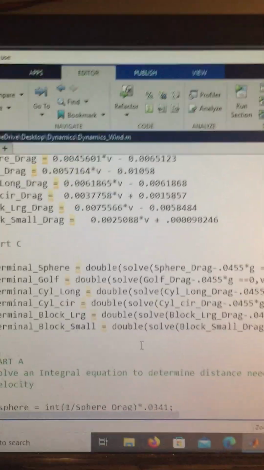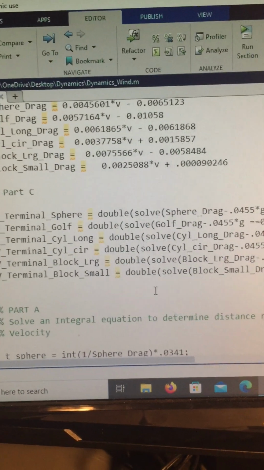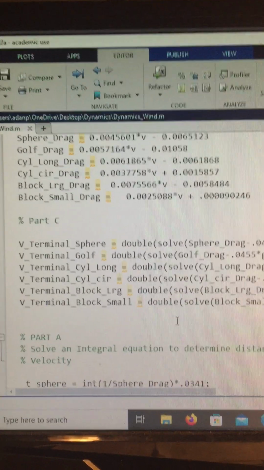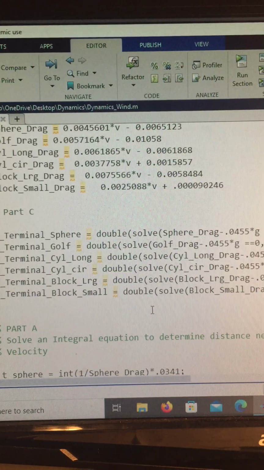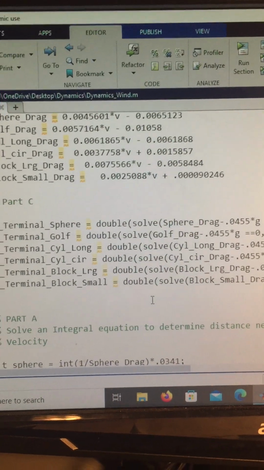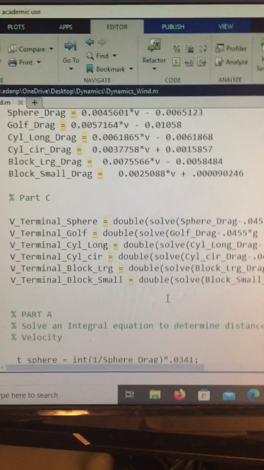And so the next part I did was part A. In part A, we were asked to use the functions from part 7, which are up above, to create an integral equation to determine the time at different percentages of the terminal velocity.